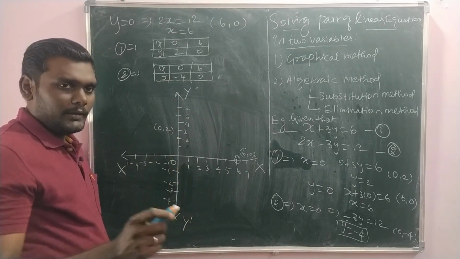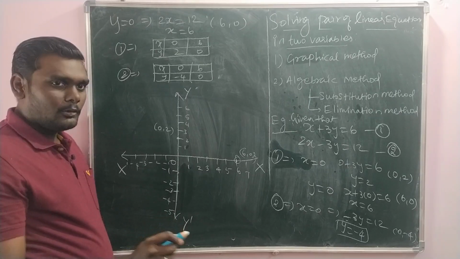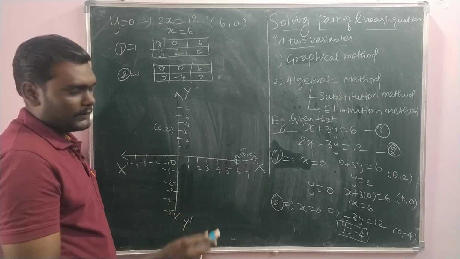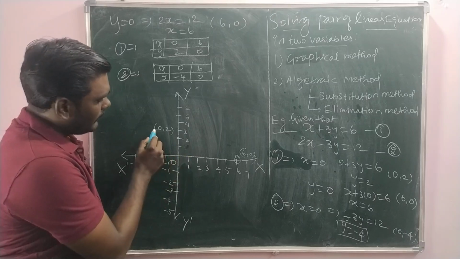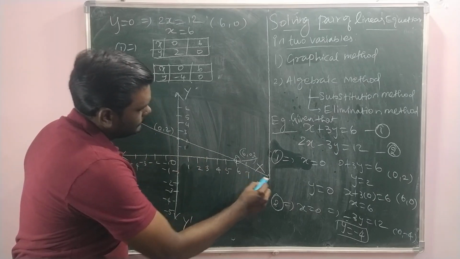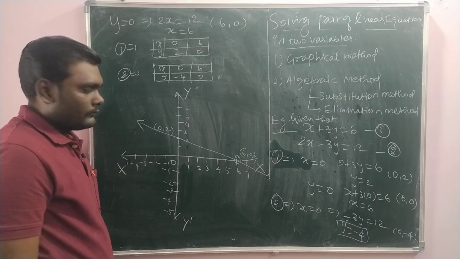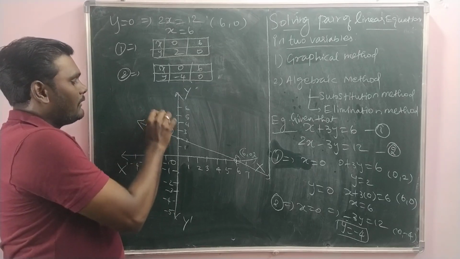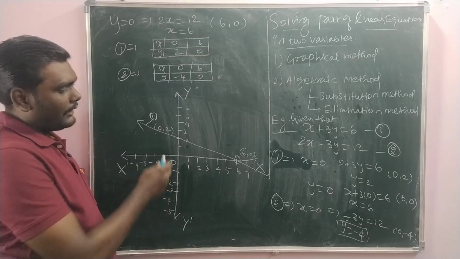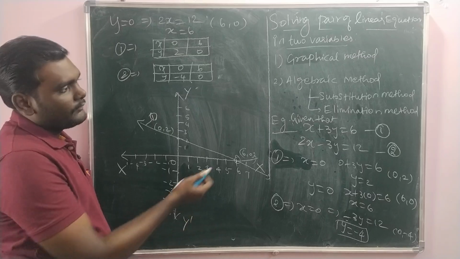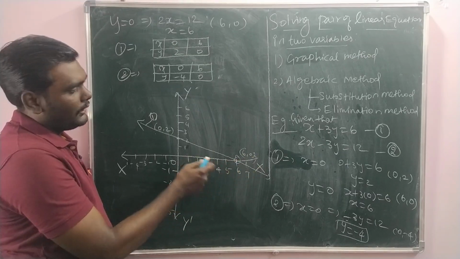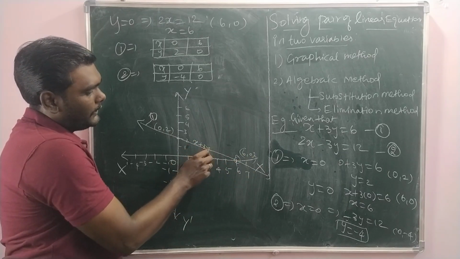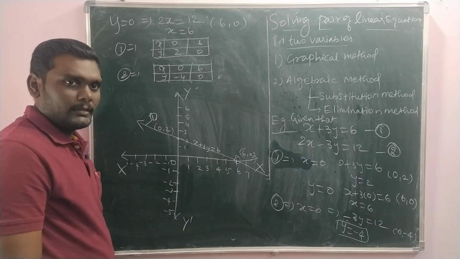Always use a ruler to connect 2 points. Don't do it with bare hands, a bare pencil. Okay. So here we'll connect this as a straight line and mark this as equation 1, the first equation line. Write the equation above this line. What is the equation of the corresponding line? It is x plus 3y is equal to 6.